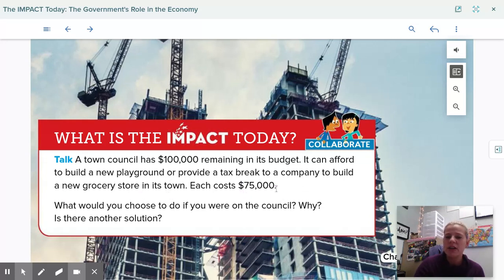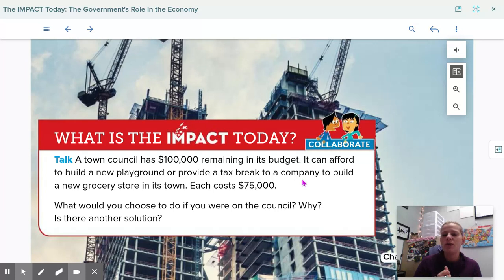So you could either choose to provide a tax break to a company which is going to build a new grocery store in its town, which would create more jobs and provide more revenue and more people paying taxes, or they could build a new playground. So these are the types of decisions that cities and towns and the governments have to make, and they have to weigh out the pros and the cons, the benefits of each thing to decide which one they would choose.